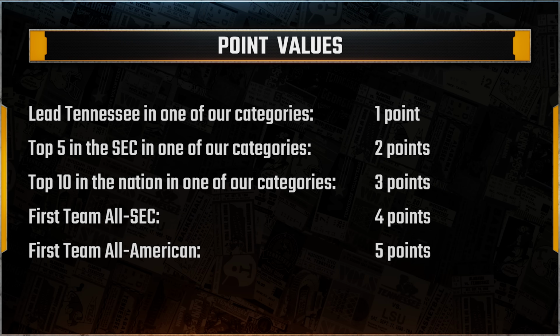I'm going to give you a little explainer. We'll put a graphic on the screen. The bottom line is, if you draft someone who winds up leading Tennessee in one of the statistical categories that we'll put up there, you get a point. 2 points if you finish top 5 in the SEC in a category. 3 points if they're top 10 in the nation. If somebody's first team All-SEC, you get 4 points. If somebody's All-American, you get 5 points. In other words, draft good players.